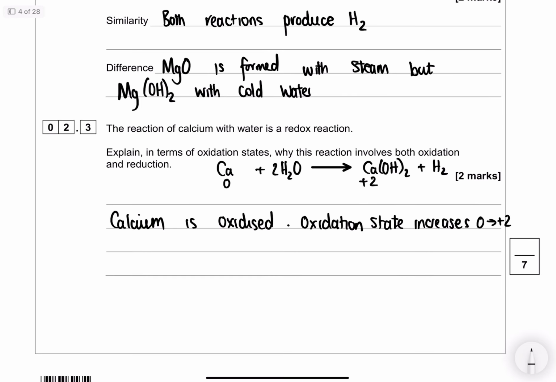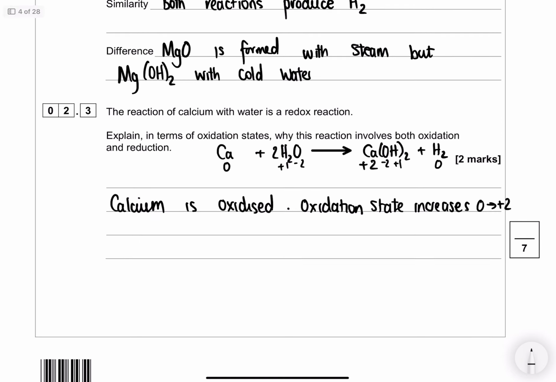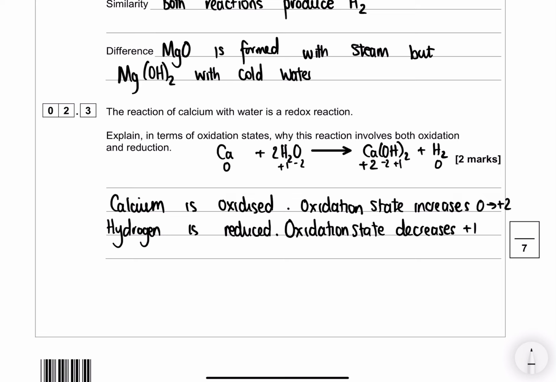What goes down? Well, the oxygens are -2 in both things, but the hydrogens are +1, and some of them stay as +1, but some of them go down to 0. Hydrogen is reduced because the oxidation state is reduced. Oxidation state decreases, +1 to 0. Now, when you're asked about using oxidation states to prove oxidation or reduction, make sure you work out the oxidation states and then link them to the terms oxidation and reduction by linking increase to oxidation and decrease to reduction.